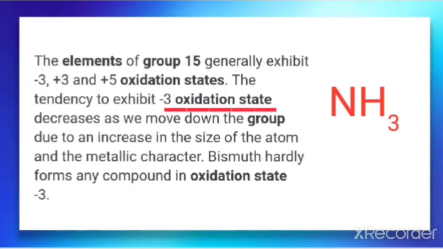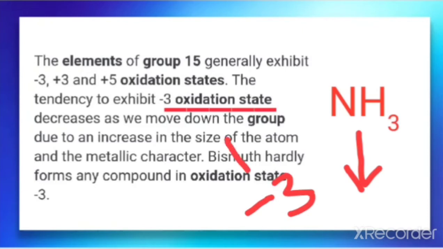As we have discussed, nitrogen, being the smallest and the most electronegative, shows the -3 oxidation state. But this tendency to form the -3 oxidation state decreases down the group. Because when we move from top to bottom, the size of the atom increases and the metallic character increases. Increased metallic character means the tendency to form a negative oxidation state decreases.